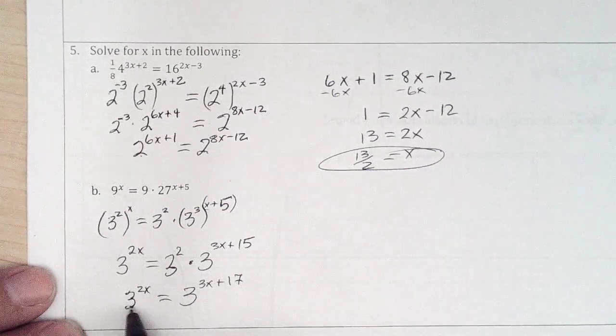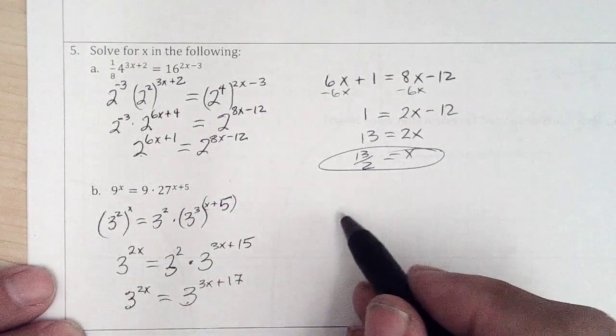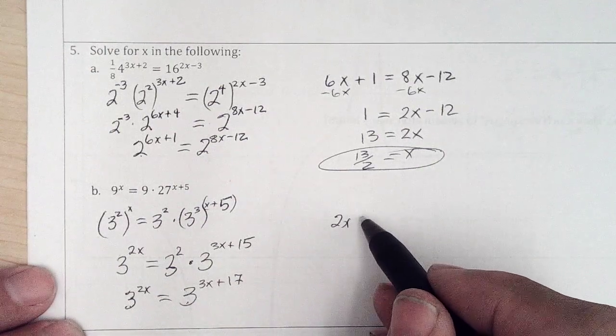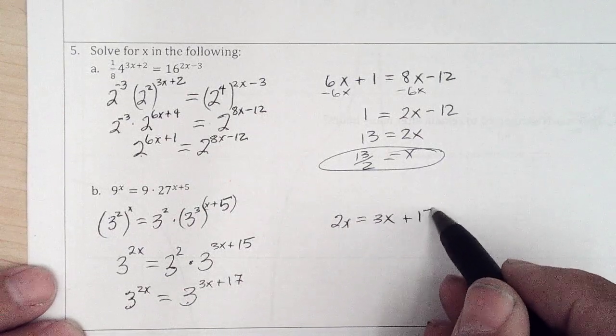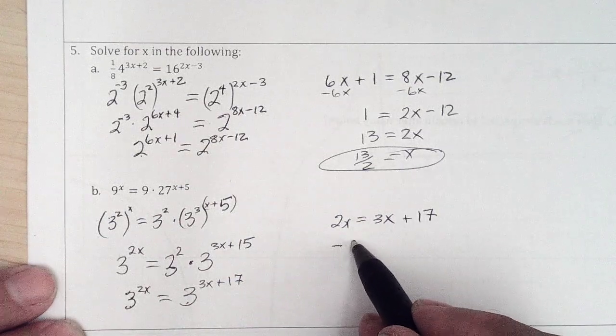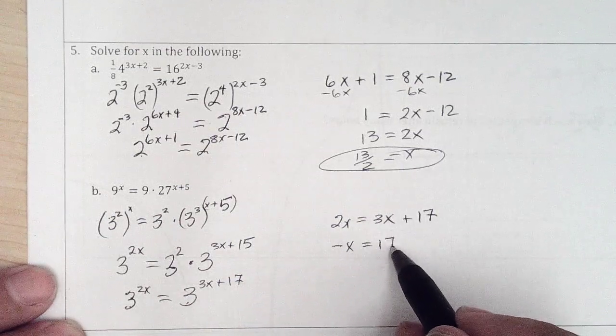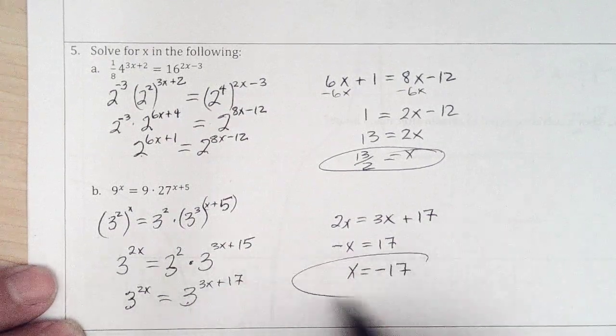And now I've got same base, single bases on each side, so the powers must be the same. 2x equals 3x plus 17. Subtract 3x and I get negative x equals 17. X equals negative 17.